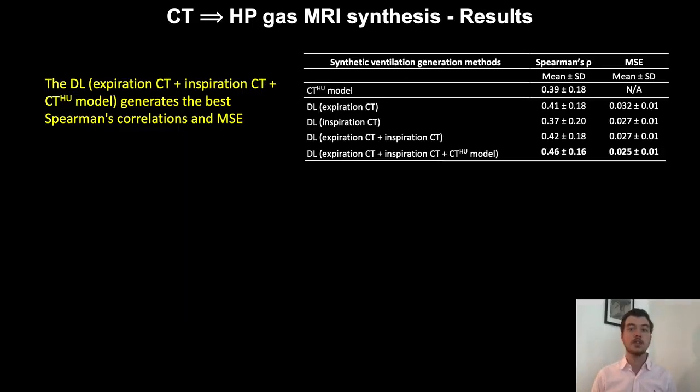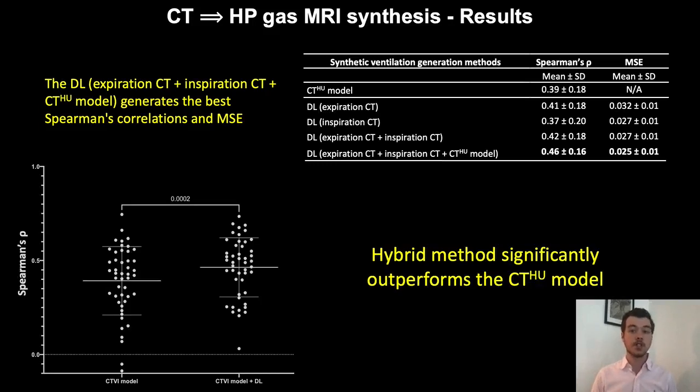Here, we summarize the descriptive statistics using Spearman's correlation and the mean square error. Quantitatively, the hybrid approach, leveraging both the inspiratory and expiratory CTs, along with the CTHU model as inputs to a CNN, yielded statistically significant improvements over all of the deep learning approaches. Furthermore, this approach significantly outperformed the CT ventilation model.